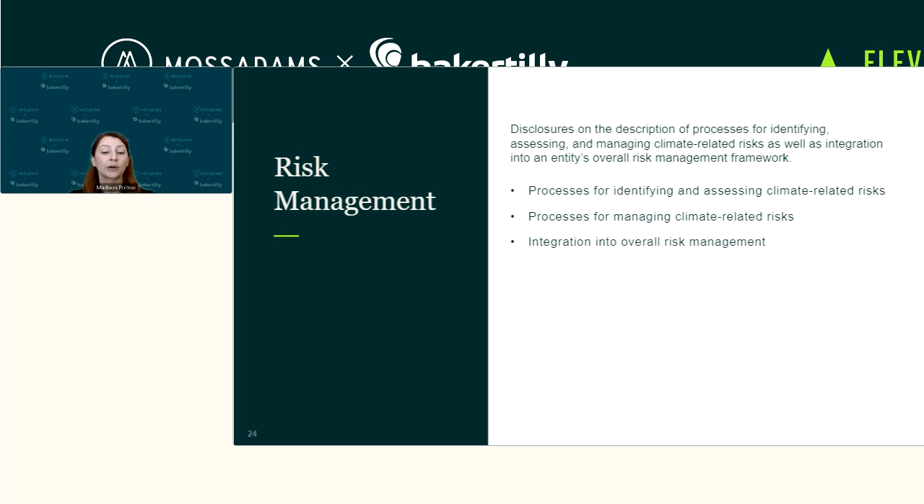Part of it is also how are you managing those climate-related risks? So 1, how are they identified, assessed, and now you're looking at how are they managed. So when we identify these climate-related risks, what is the plan to mitigate, transfer, accept, or control those risks? If you have facilities in California and you have a physical risk of a wildfire, what would that mean for your operations? How would you mitigate that risk?